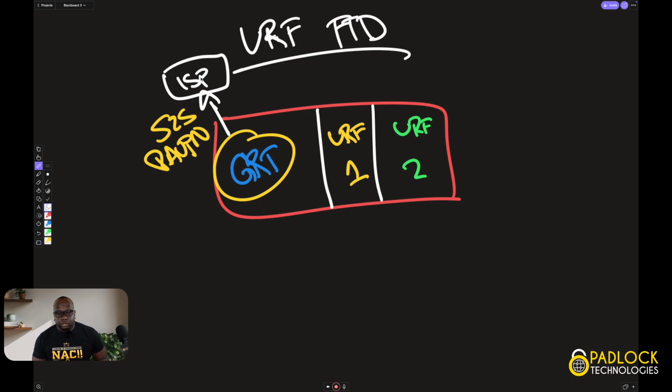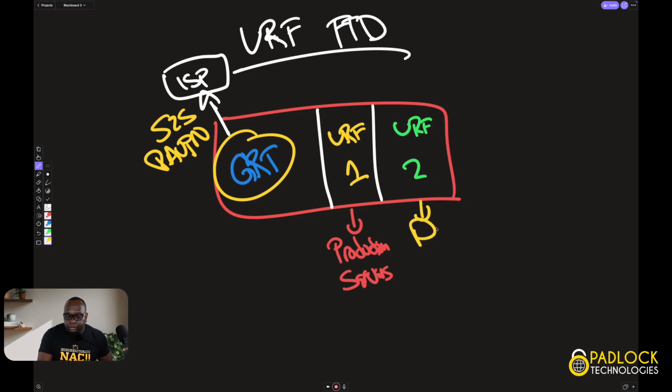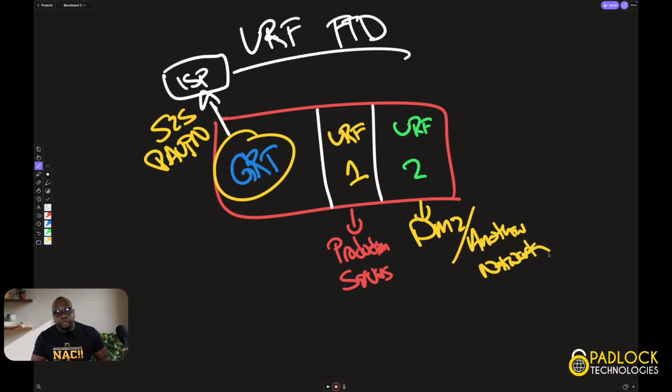Now, what does that force you to do? Now you're going to have to link routes in between VRFs. So let's say VRF1 was, and I've done this design before, production servers. All right. And then VRF2 was, what kind of environment would it be, our DMZ or something like that, or another network. Let's just say another network. Now the problem with this is now you're going to have to do route leaking in between the VRFs.